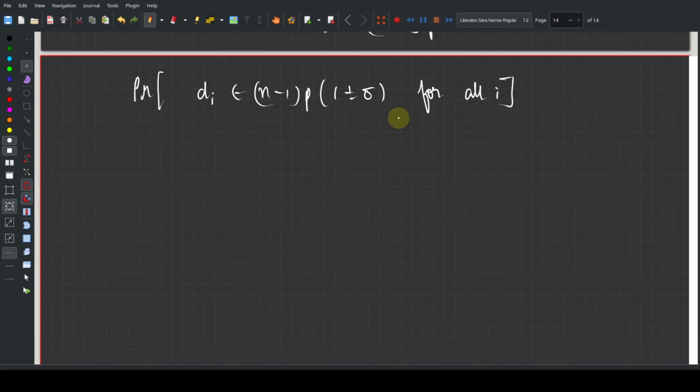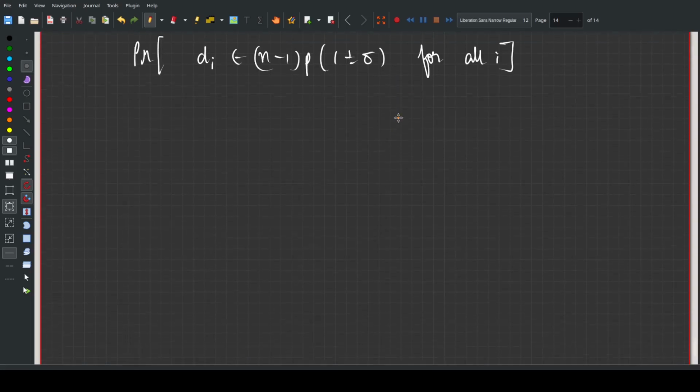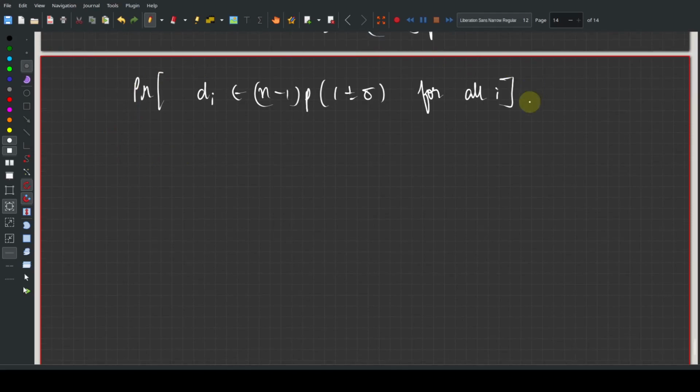So I can't simply say that this is the probability. I can't write this as a product of probabilities. I can't make that independence assumption here. So I want to understand this particular probability. Let me try to understand the complement of this, because that will make it easy. I want the probability that d_i is in this particular range for all i.